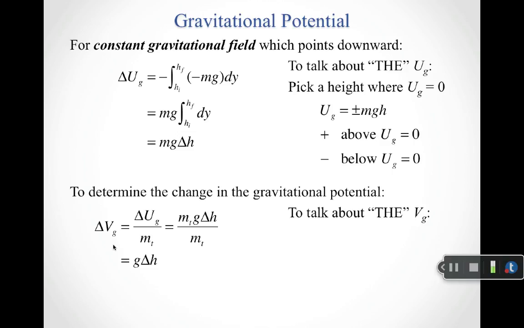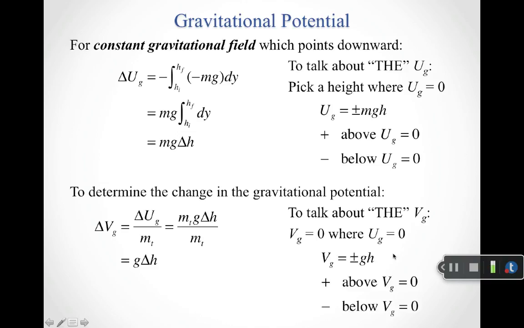If you want to talk about the gravitational potential, again, it's defined in terms of how it changes. So to talk about the gravitational potential, just like with the gravitational potential energy, we've got to be able to define a 0 point. And here we're going to pick that the gravitational potential equals 0 where the gravitational potential energy equals 0. And so now I can set up a fairly simple equation where, you notice, the only difference between here and here is that I've just lost this mass.